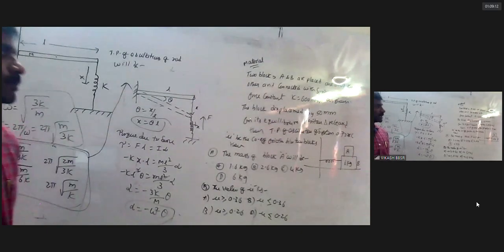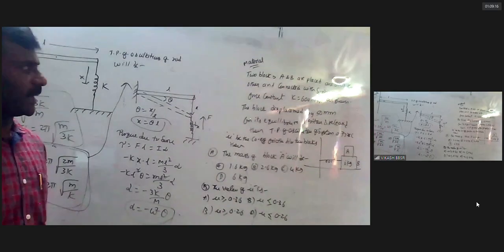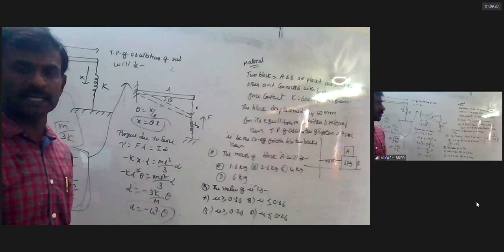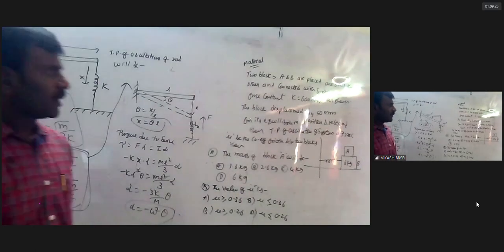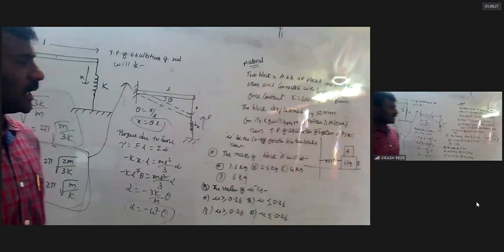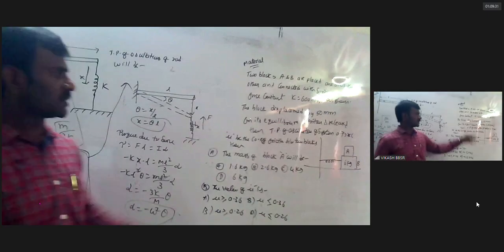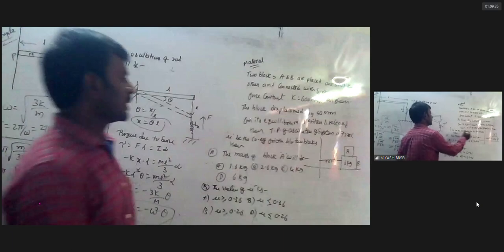Two blocks A and B are placed one over the other and connected with a spring of force constant 600 Newton per meter as shown. The block is displaced by 50 millimeter from its equilibrium position and released. Then the time period of oscillation of the system will be, where mu is the coefficient of friction between the blocks.